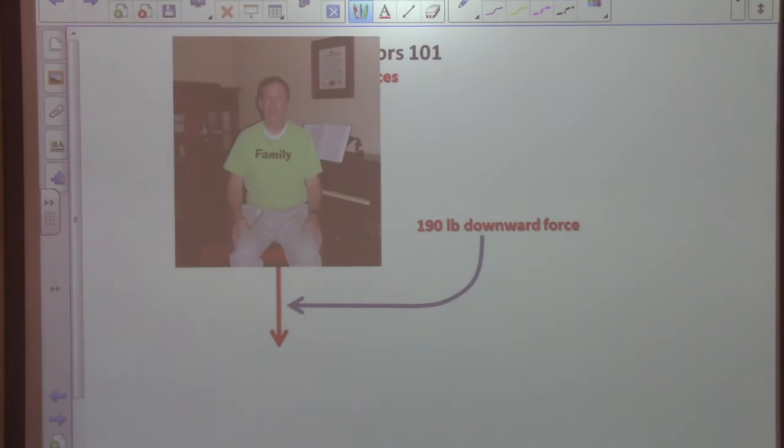Okay, here is a picture of me at home some time ago. I'm sitting on a piano bench, and I'm working on getting down to 190 pounds again, but that's going to take a little work. And so as I sit on that piano bench, my sitting on that piano bench exerts a downward force of 190 pounds.